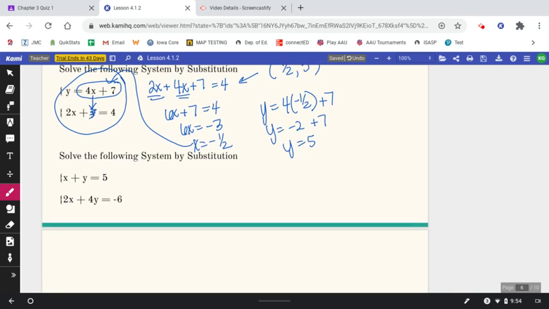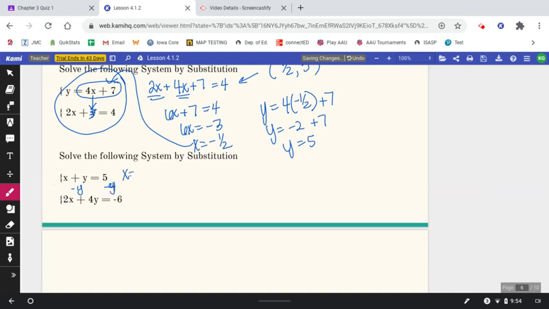The problem with the fourth example is that I need one of the variables to be by itself. So I can either solve for x or I can solve for y. It doesn't matter. I'm going to go ahead and solve for x. So I'm going to subtract y from both sides.